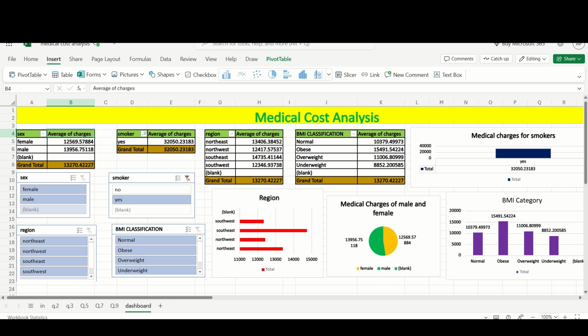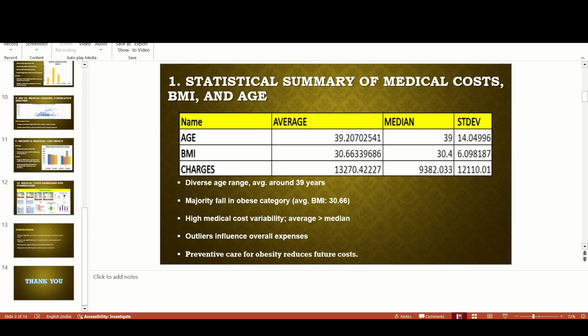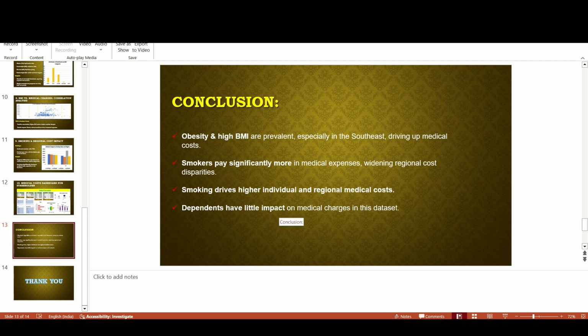Now let's move on to the conclusion of this project. From the data, it's clear that obesity and higher BMI are quite common, especially in the Southeast region, and that's one of the key drivers of higher medical costs in that region. I also found that smokers are paying a lot more in medical expenses, which increases the overall cost difference between regions. In fact, smoking alone is responsible for pushing both individual and regional healthcare costs higher. And when it comes to dependents, they actually don't seem to have much of an impact on medical charges in this particular data set.